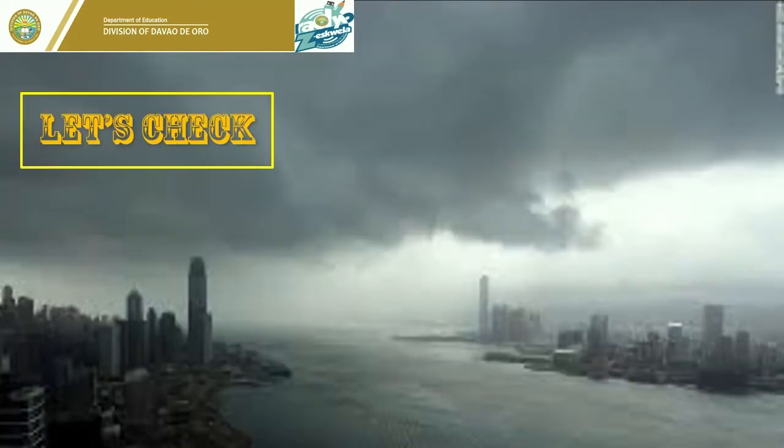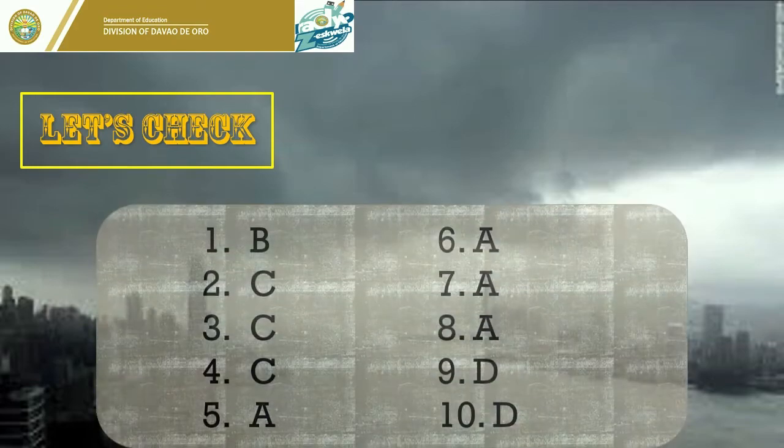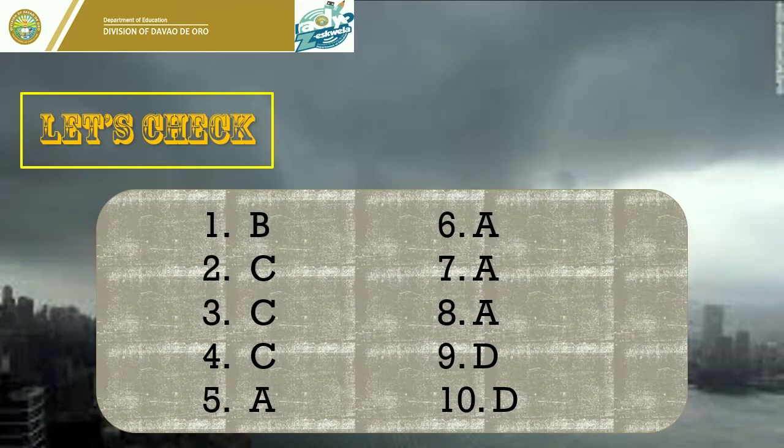And this time, we will now check your work. The following are the answers of the given pretest from 1 to 10. Let's check your answers. Number 1, letter B. Number 2, letter C. Number 3, letter C. Number 4, letter C. Number 5, letter A. Number 6, letter A. Number 7, letter A. Number 8, letter A. Number 9, letter D. And number 10, we have letter D.